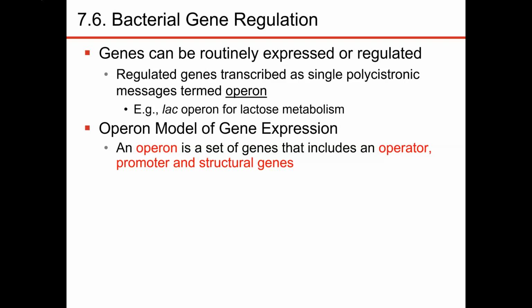In general, bacterial genes are found in operons, where you have multiple genes coded for that work together. So an operon is a set of genes that includes an operator region, a promoter region, and then the structural genes themselves.